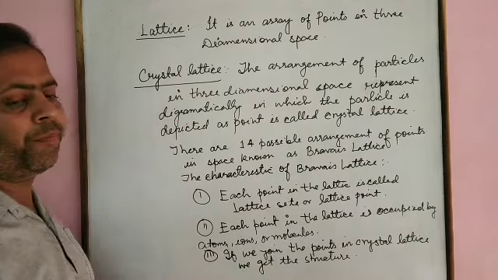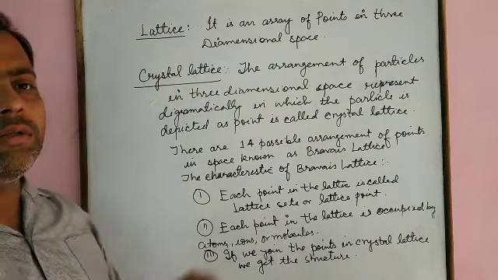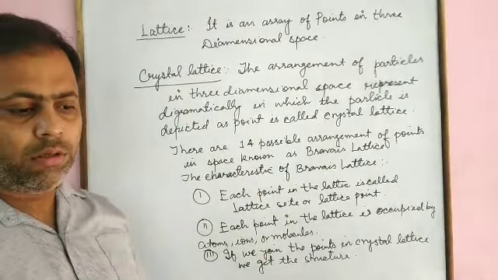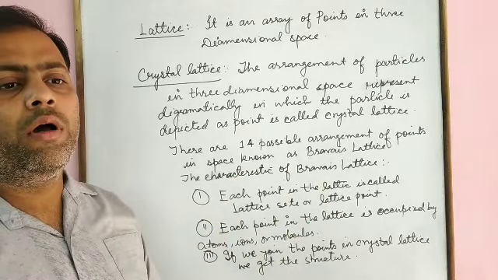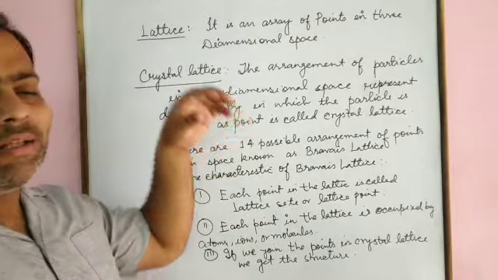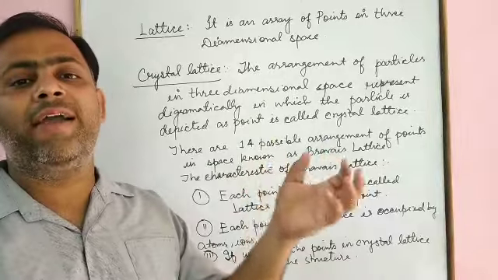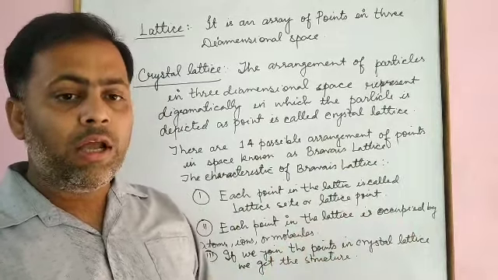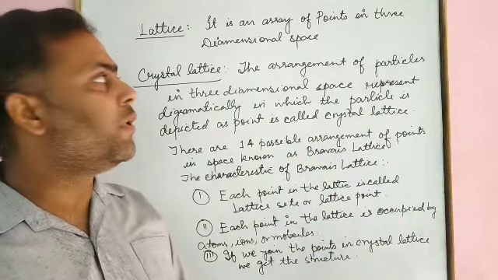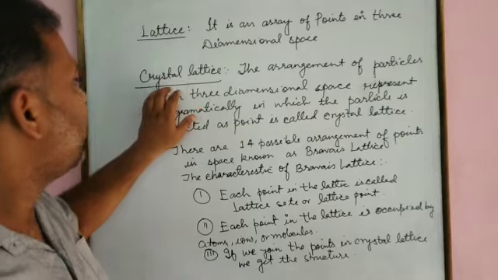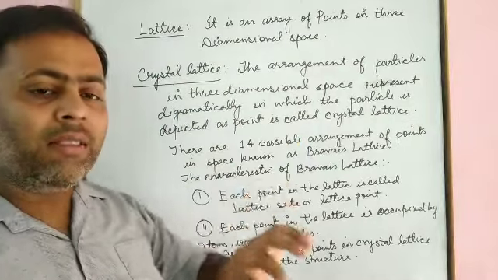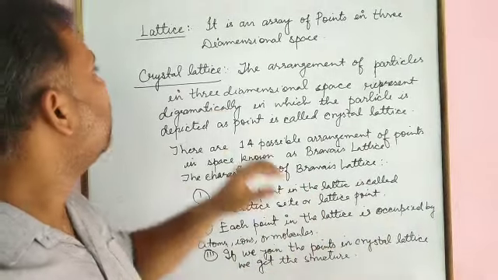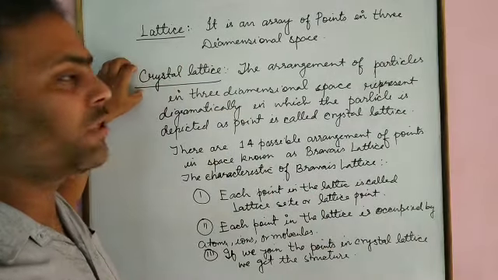What do we know? Lattice is a point in three-dimensional space, or we call it a lattice site. It means it is the vacant position in three-dimensional space where an atom sits to give the crystal lattice. So the next one, crystal lattice: when atoms, ions or molecules sit in the lattice points, it gives the crystal lattice.